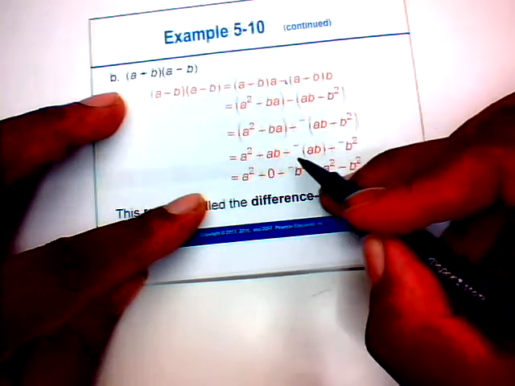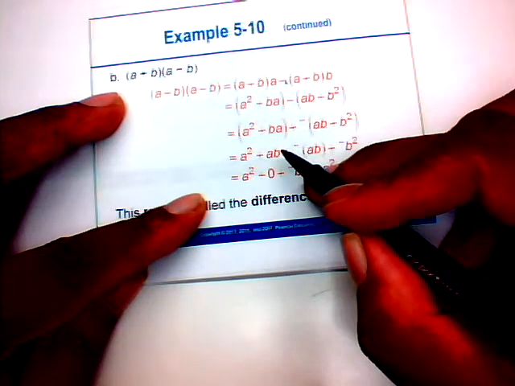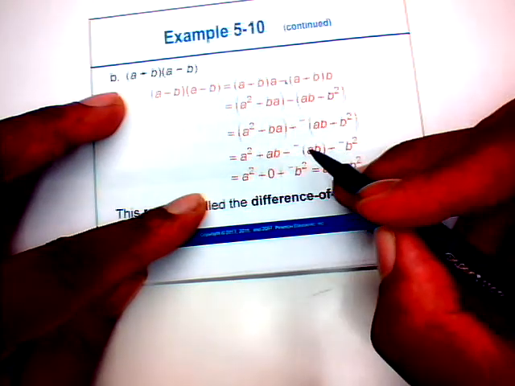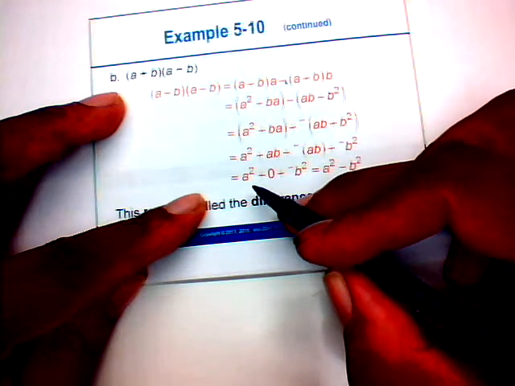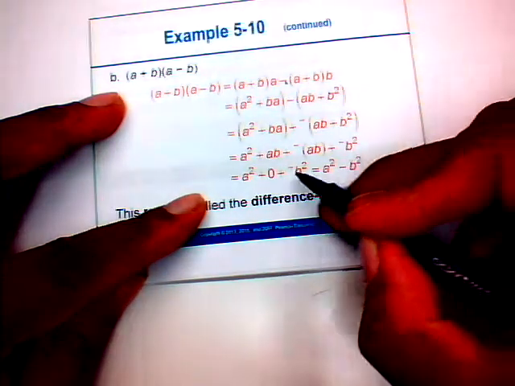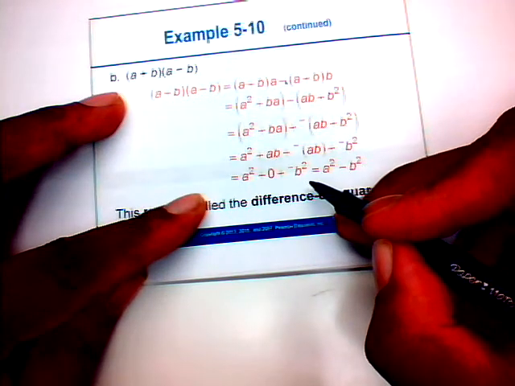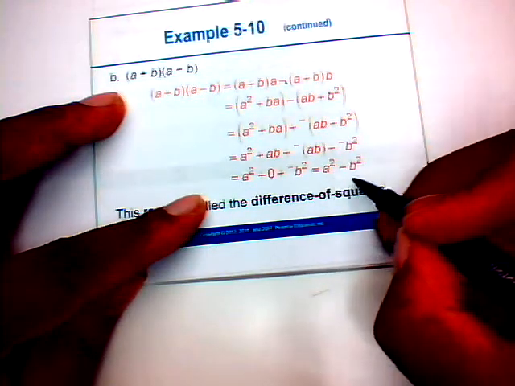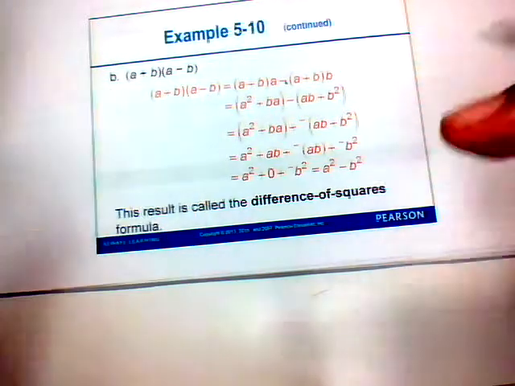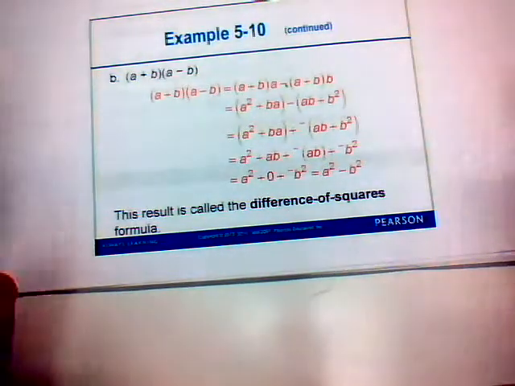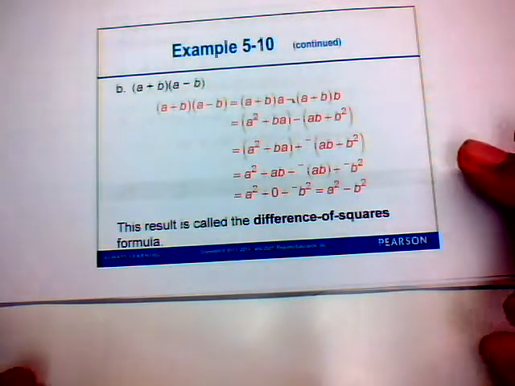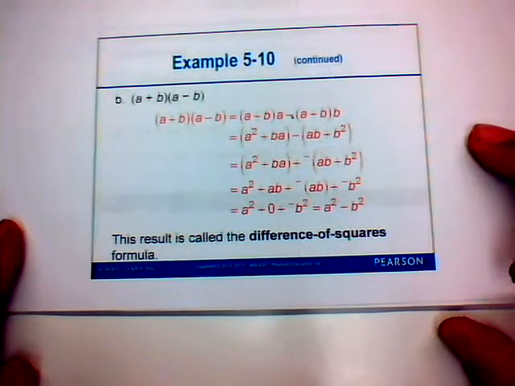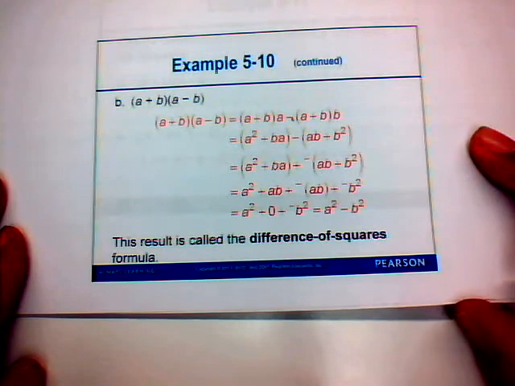Now, ab plus negative ab, we're adding a term and the opposite of that term. That gives me 0 here. So we bring down the a squared, then plus, bring down negative b squared. And again, we can simplify that as simply a squared minus b squared. Now, that a squared minus b squared has a special name. That's called the difference of squares formula.